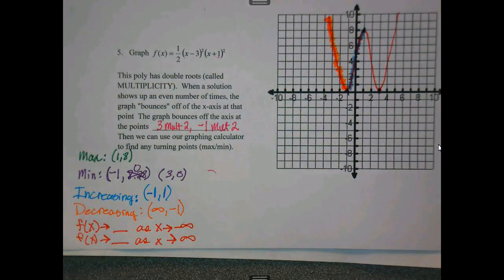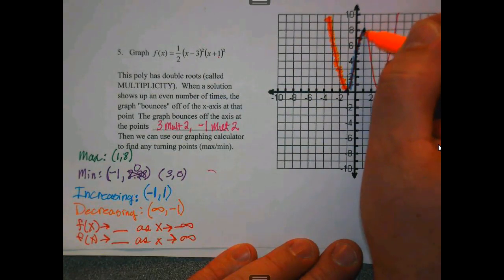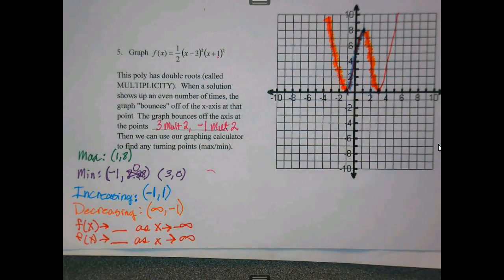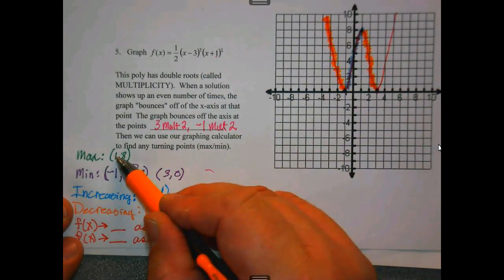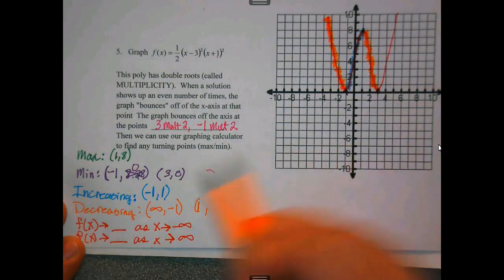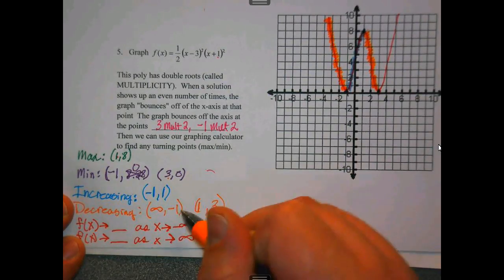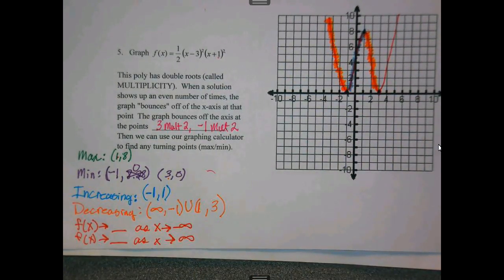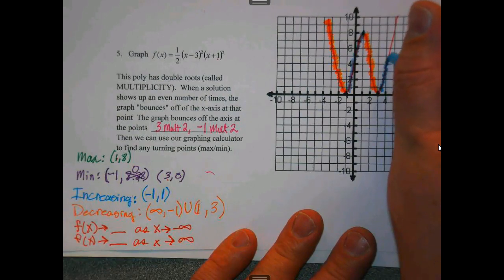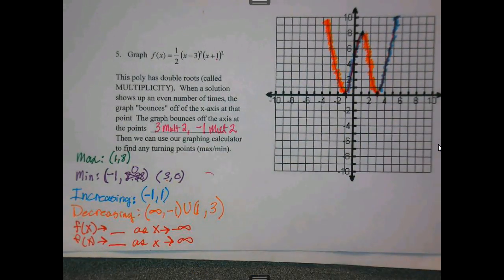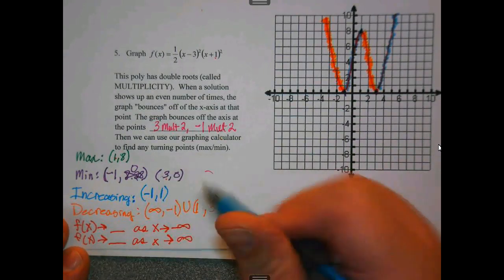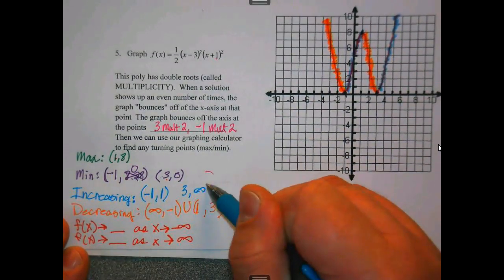And it starts decreasing again. From the x value of the max to the x value of this minimum. So from the x value of the max, which is 1, to the x value of the second minimum, which is 3. So there's 2 intervals for decreasing. Then it increases lastly from the x value of the second min to positive infinity. So from the second min, the x value, 3, to positive infinity.